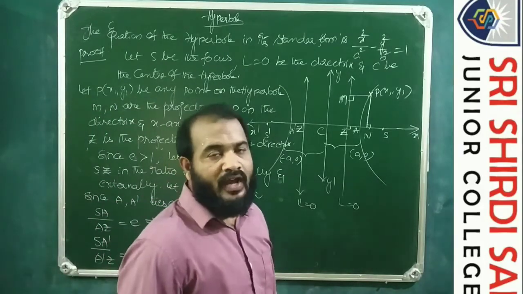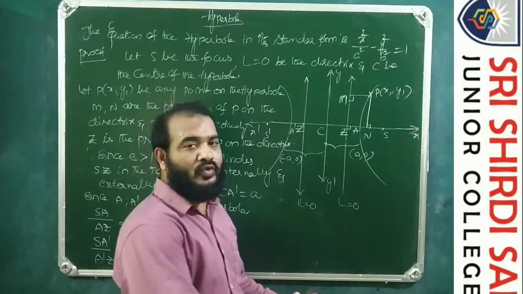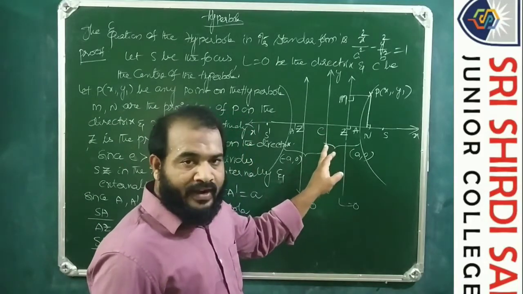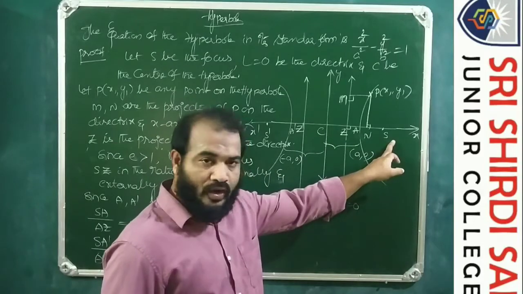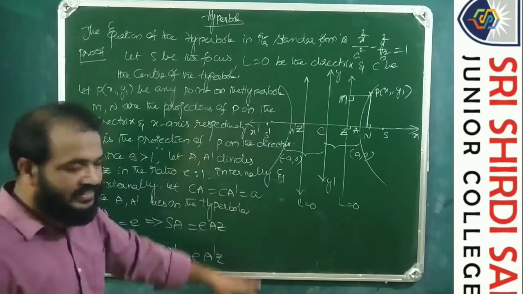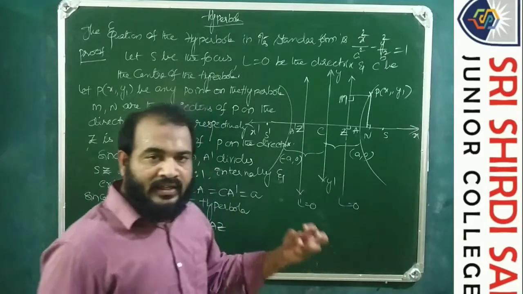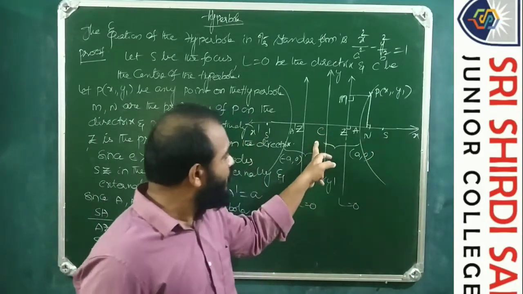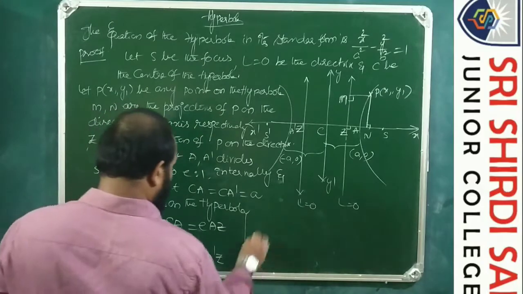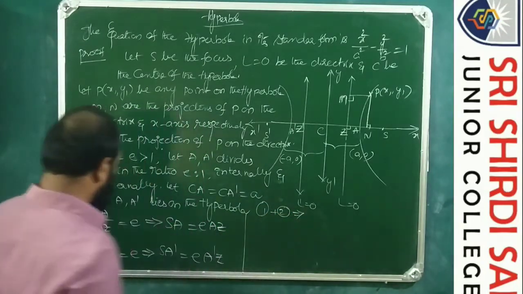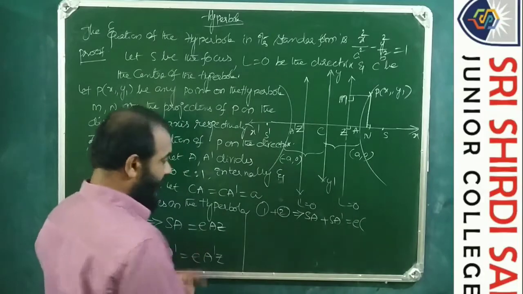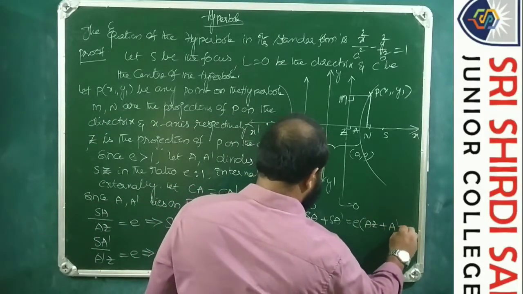Like what we have done in ellipse, the same procedure we are going to do here also. Here I will be finding the distance between the center to the focus and center to the directrix, CS and CZ. Now 1 plus 2 gives rise to SA plus SA dash is equal to E into (AZ plus A dash Z).